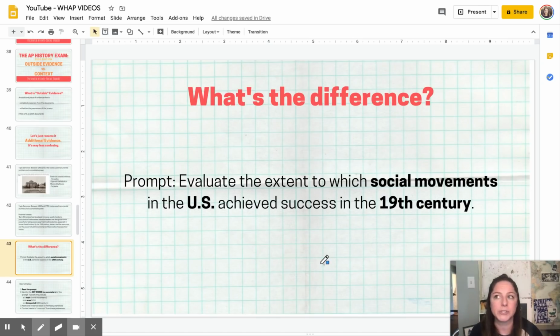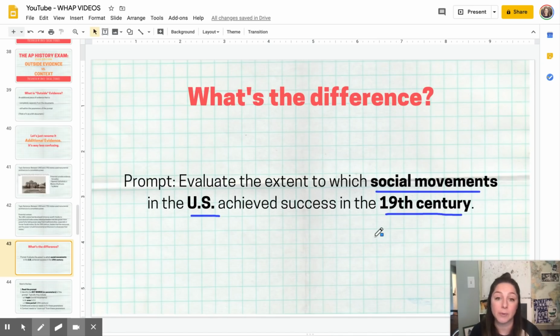If you were going to, let's say this was a published DBQ prompt and you wanted to go find it on the internet, you would Google DBQ. You wouldn't Google DBQ evaluate the extent. That's not the keyword, right? I mean, that's what it's asking you to do, but that's not going to help narrow it down. What you would Google is DBQ social movements, US 19th century.